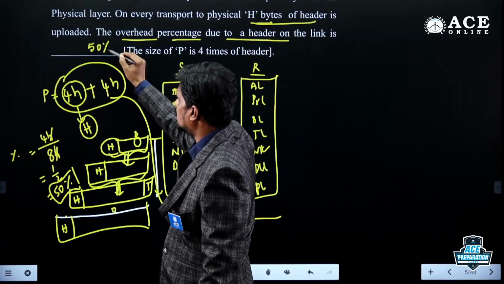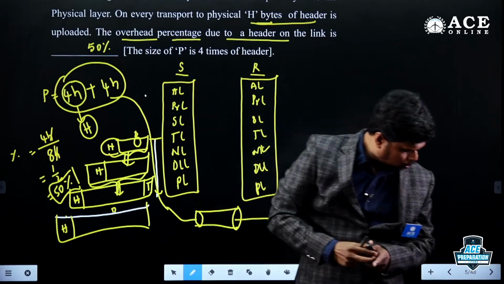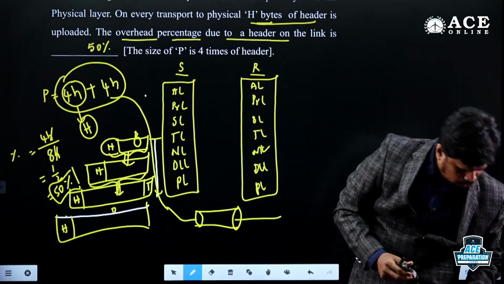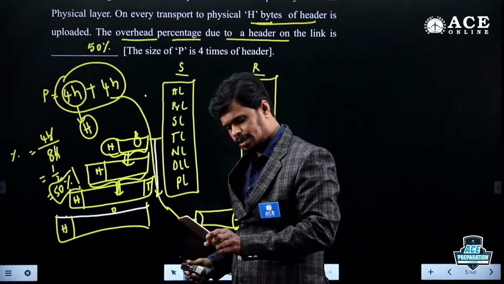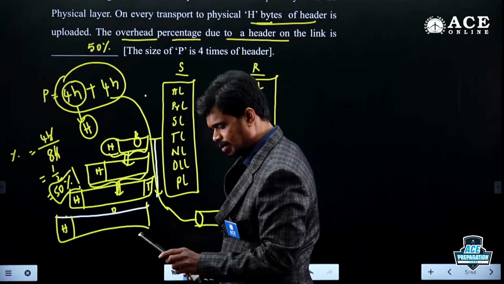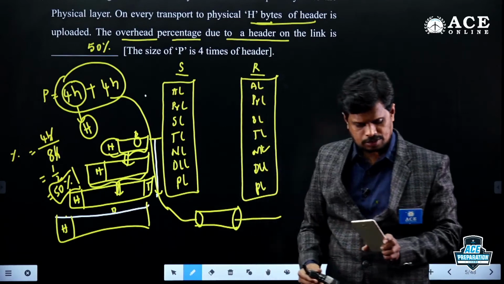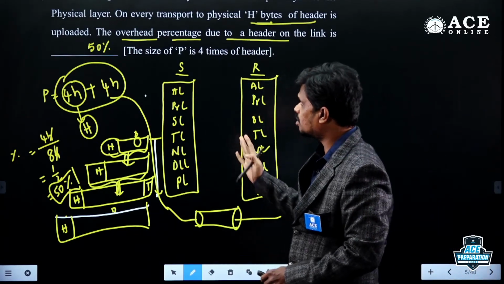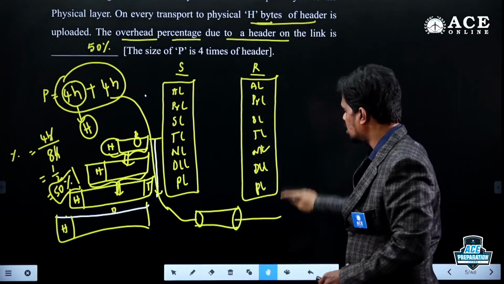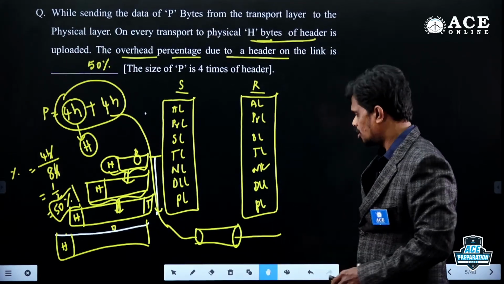I hope everyone is clear with this. Okay. Rishikesh, please verify. 25% you have given, but 50% is the answer. Right. So I hope everyone is clear with this question and the corresponding explanation. Let's move to the next question.